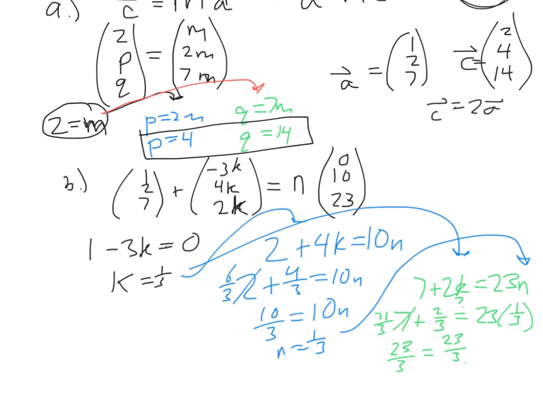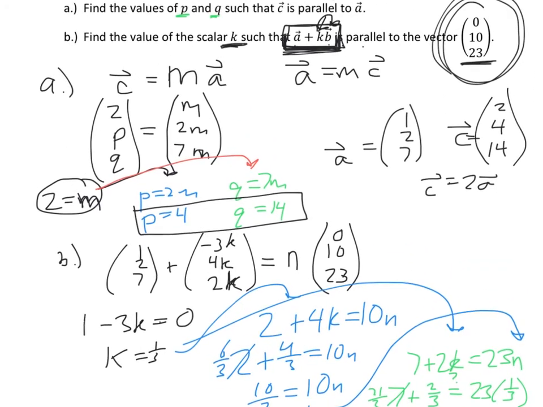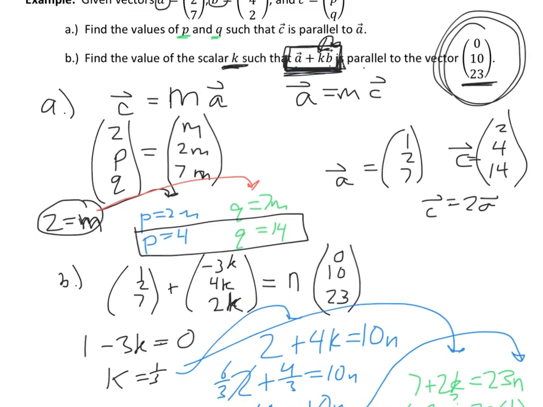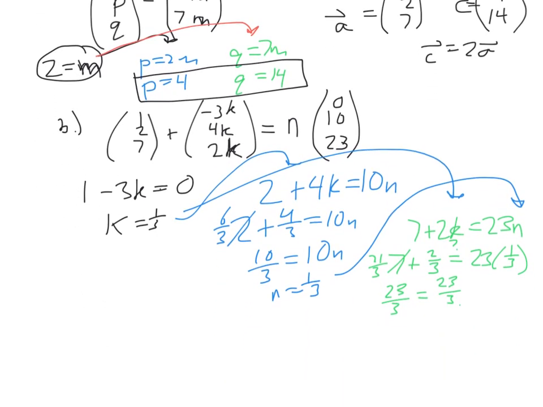And now we actually need to scroll back up and take a look. Wait, what was this question even asking for again? It said find the value of the scalar k such that a plus kb is parallel to that vector. We needed to find the value of k, and we found it. That value of k is 1/3. Okay, k is the thing that allows these two vectors to be equal. When k is 1/3, the x components match up. And when k is 1/3, it forces n to be 1/3, and doing that causes the y and z components to match up. I know this is a really long example, but I wanted to make sure that you guys really saw all the pieces that went into showing that two vectors are parallel to one another.